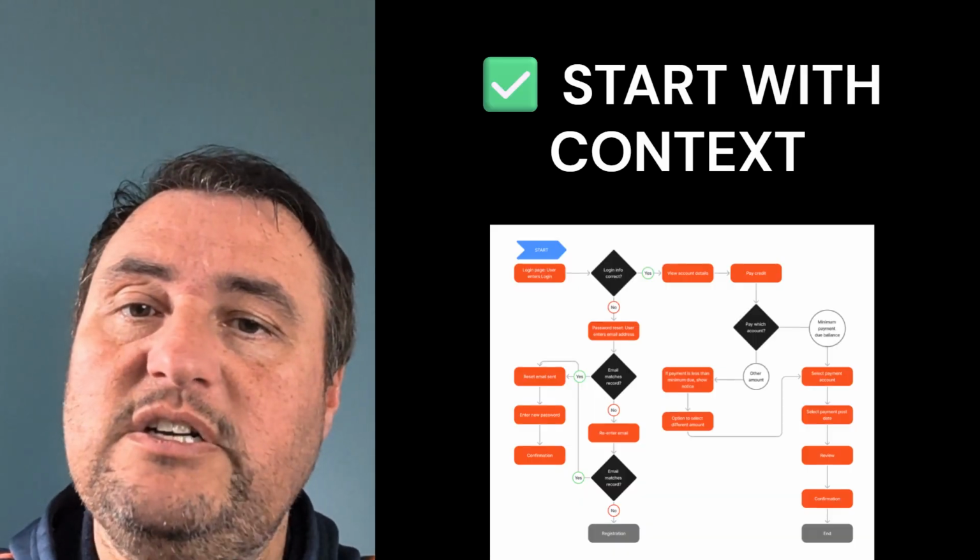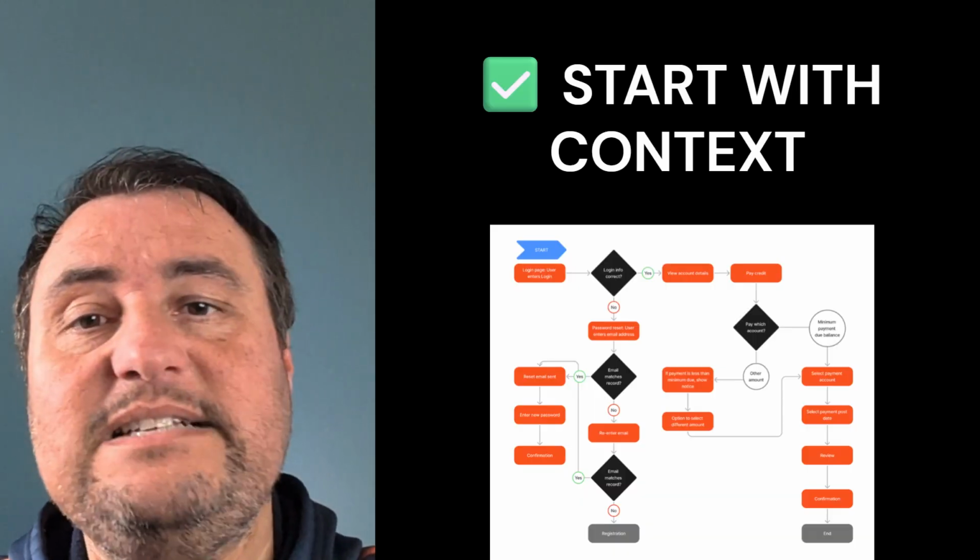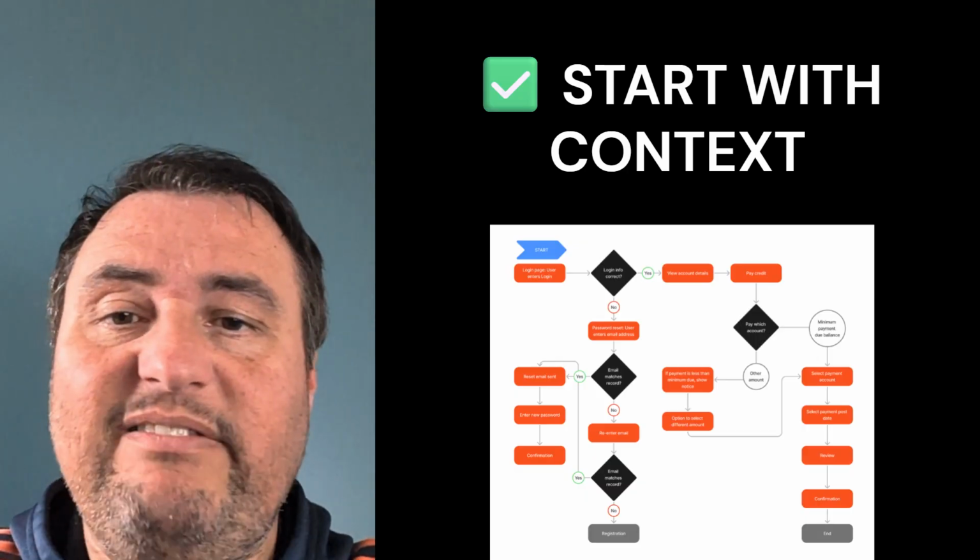Example 1, a login page. A weak answer would be, I test valid and invalid inputs. Well, yeah, that's pretty obvious.